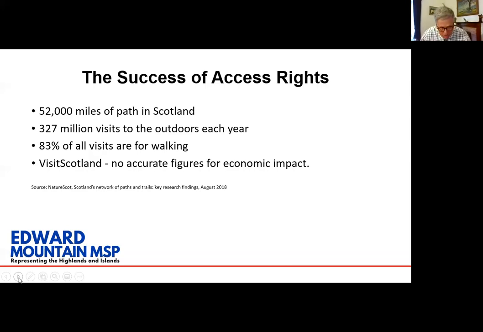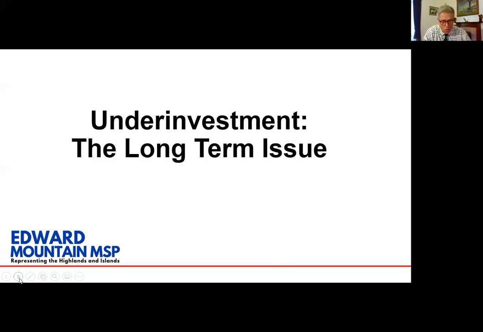Looking to the future, what are the long-term issues for the Scottish Outdoor Access and the Access Code? I think the first one is a huge amount of underinvestment. Now, I've been trying to do some investigations into exactly what the investment is. And what we do know is that originally, when the Scottish Outdoor Access Code came into place, there was about £17 million being spent on outdoor access.